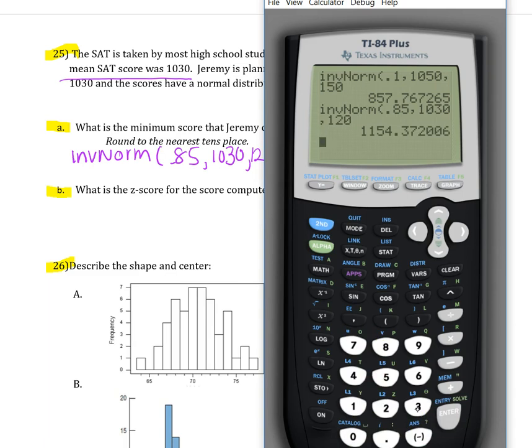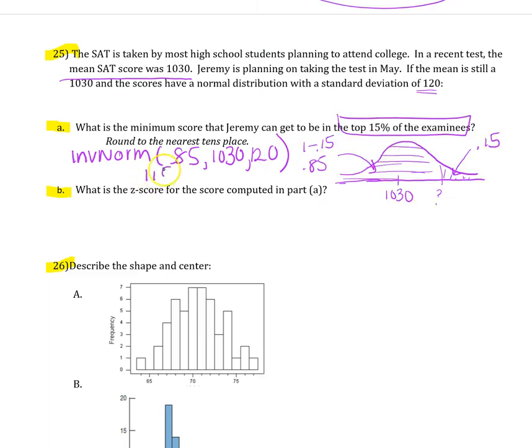Okay, so this says to the nearest tens place, not tenths. Tens would be right here. 1150. Okay, so that means he must score an 1150 on that test to be considered to be in the top 15%. Okay, what's his z-score? Remember, z-score is your score, take away the mean, divide by the standard deviation. And that actually works out to be a nice 1. So that means he is 1 standard deviation above the mean.